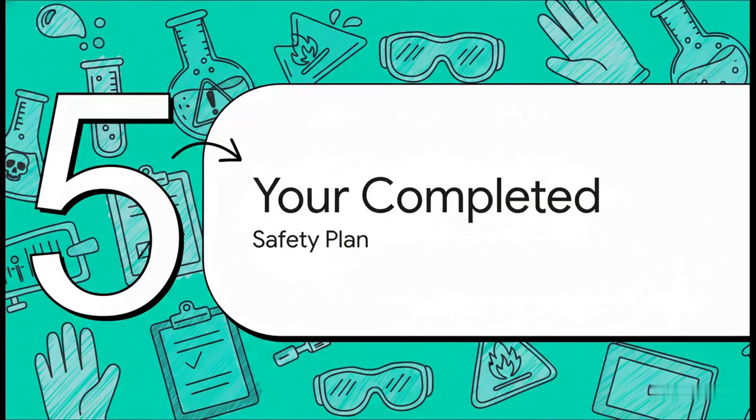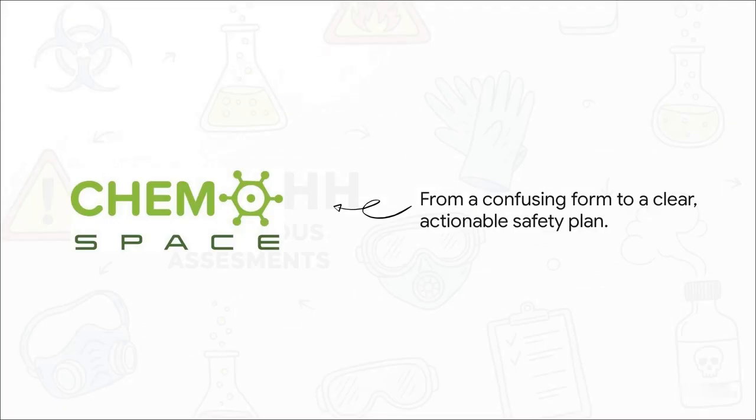So, we've identified the substance, we've documented all the hazards, and we've nailed down the control measures. So what does that give us in the end? And look at that. What started as this confusing blank page is now a crystal clear, easy-to-read safety plan. Anyone, and I mean anyone on the team, can now look at this and understand the risks and how to stay safe in just a few seconds.